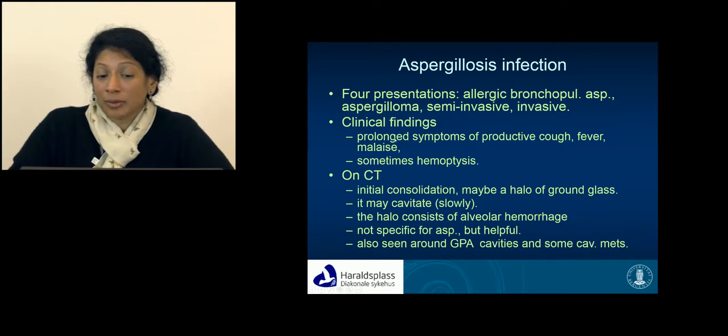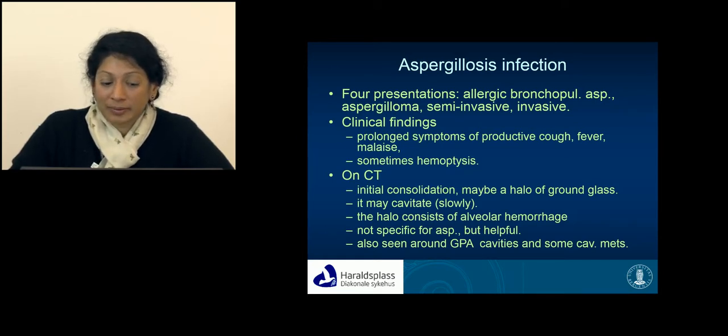They have prolonged symptoms of productive cough, fever and malaise, and sometimes they may have hemoptysis. On CT, you initially just see a consolidation and maybe a halo of ground glass, and it may cavitate, but it takes time to cavitate. And the halo consists of alveolar hemorrhage. It's not specific for aspergillosis, but it's helpful. And you can also see this around granulomatosis with polyangiitis and some cavitary metastases.